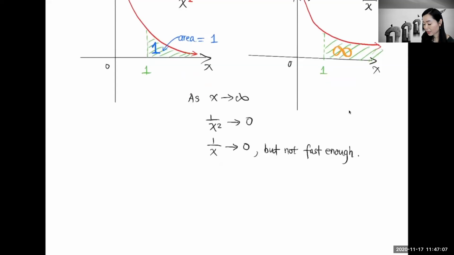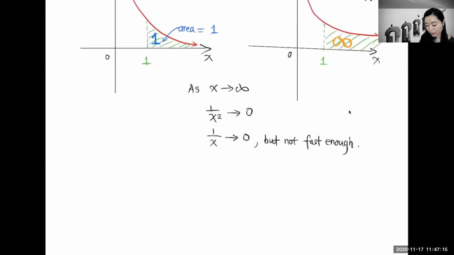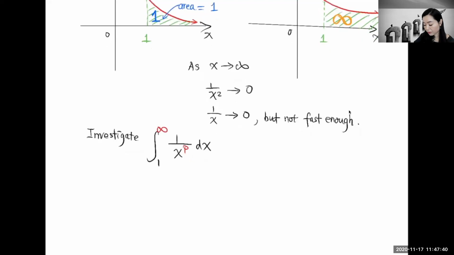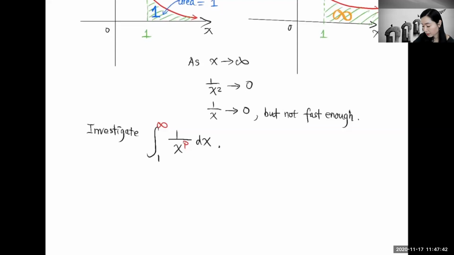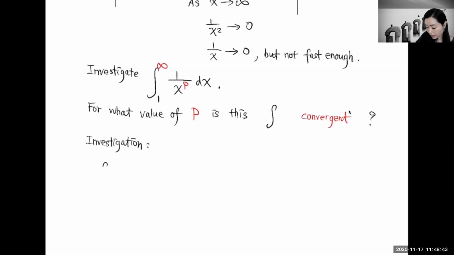Let's investigate what exponent is going to give you a finite area under the curve from 1 to infinity. So let's investigate 1 over x to the p power, and x goes from 1 to infinity. We want to find out for what value of p is going to give you a finite integral, to make this integral convergent. Okay, so we have this integral.